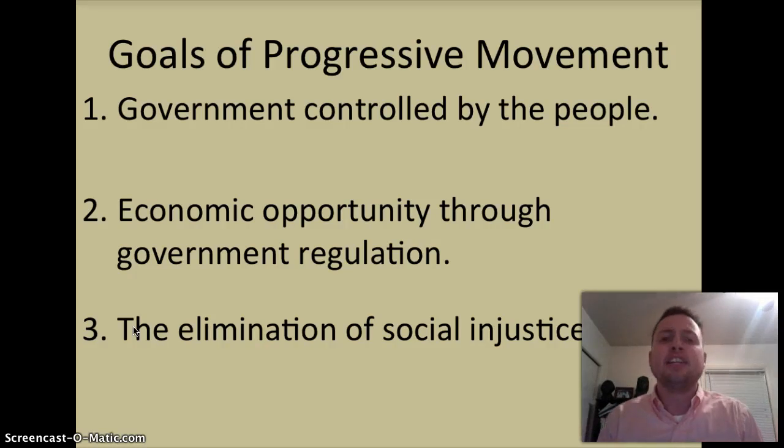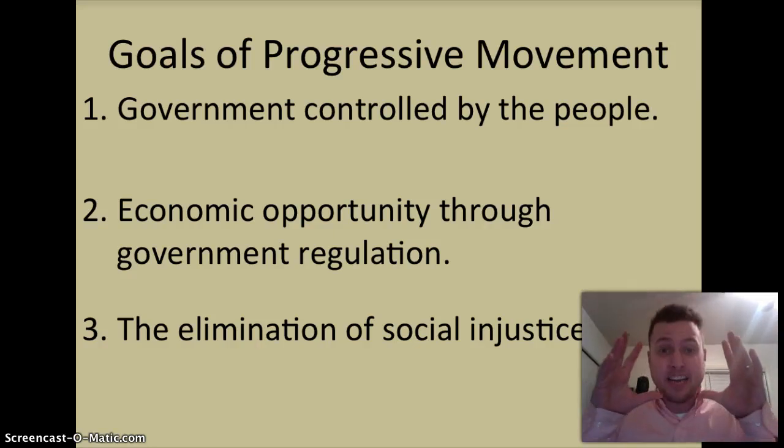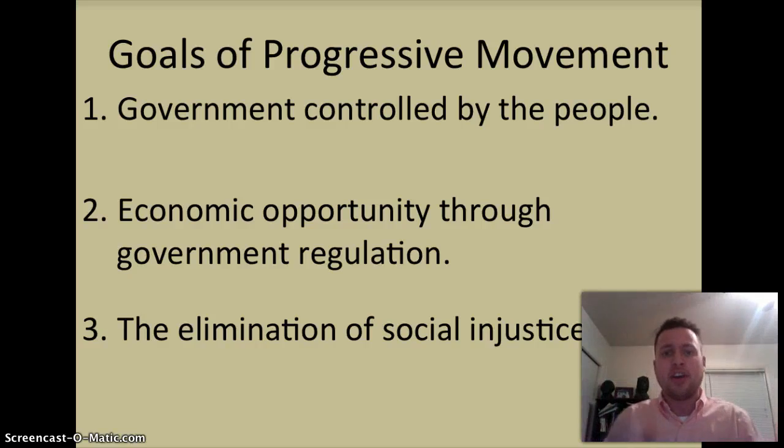One, government needs to be controlled by the people, not by these rich industrialists. Two, economic opportunity through government regulation. Remember, laissez-faire, hands off? Oh, no. Now, the government is going to keep its hands on people like Carnegie, Rockefeller. Watch to make sure that they're following all the rules and allow other people to have economic opportunity. And third, the elimination of social injustices. Real bad stuff that you say, gosh, in the United States, we shouldn't have that happening. The Progressive Movement is going to try to fix it.